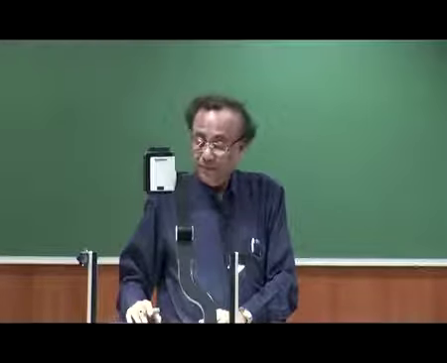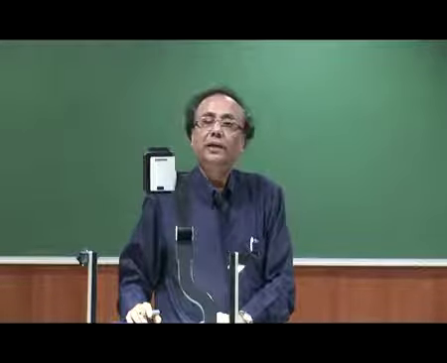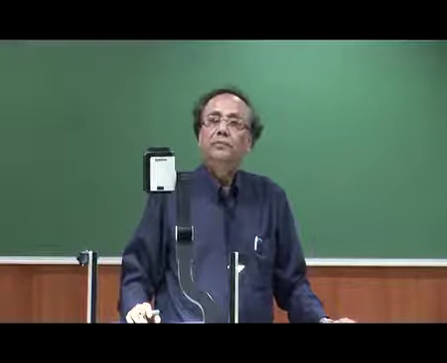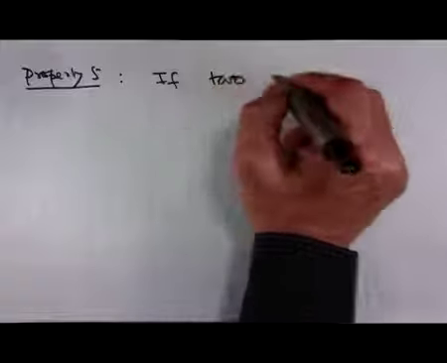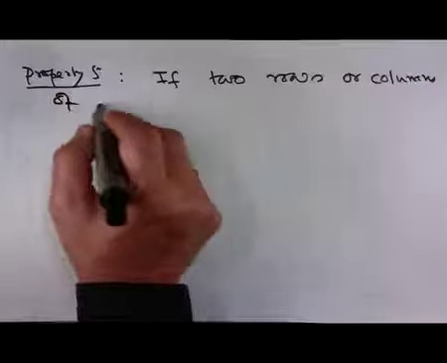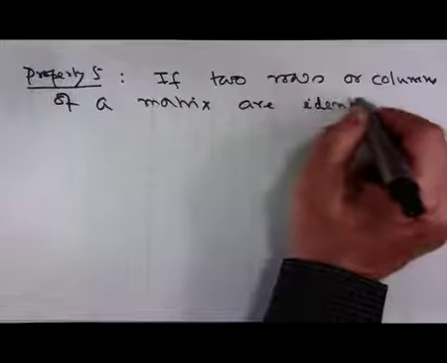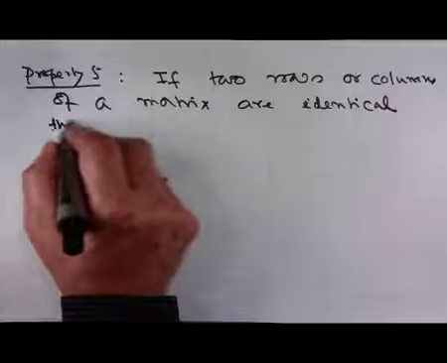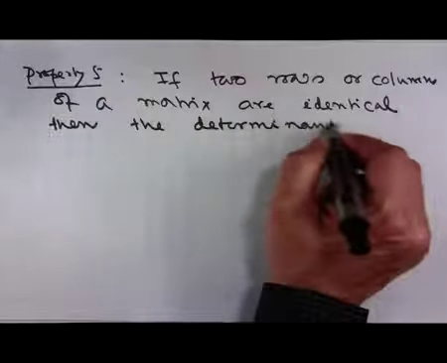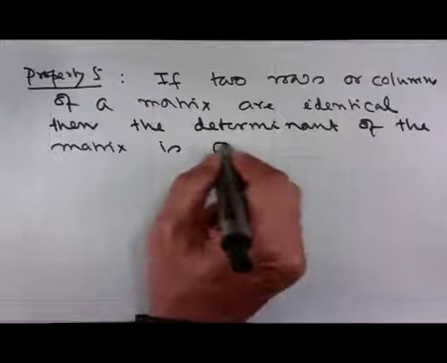In general, if A is an n cross n matrix and if all the elements are multiplied by a constant K, then the determinant of the new matrix B is going to be K to the power n into the determinant of A. If two rows or columns of a matrix are identical, then the determinant of the matrix is 0.